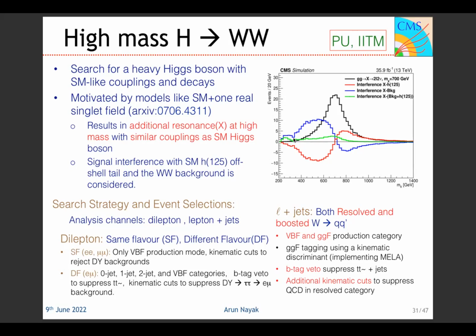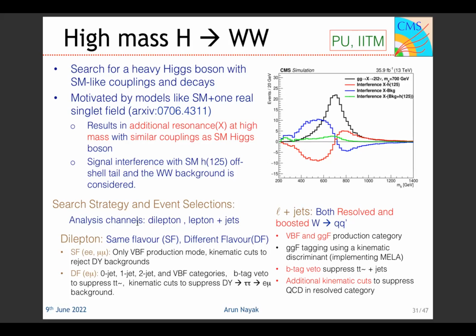So at the end, what you get is this green color. Okay, so the signal contribution is extremely reduced due to these interference effects. Here the search strategy is basically divided based on the number of channels in the categories. They have considered two channels, dilepton and lepton plus jets.